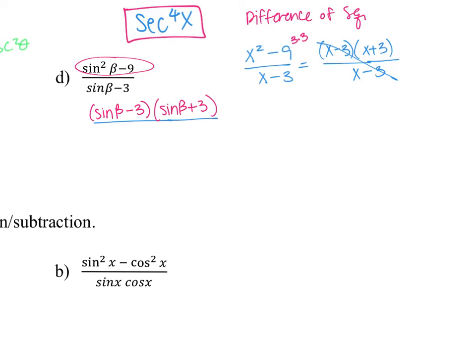Now at the bottom here, I'm going to just bring down sine beta minus 3. And then I notice that these will cancel each other because the top and bottom are the same. And so this leaves me with sine beta plus 3. And I can't combine sine with a number. So this is my final answer.